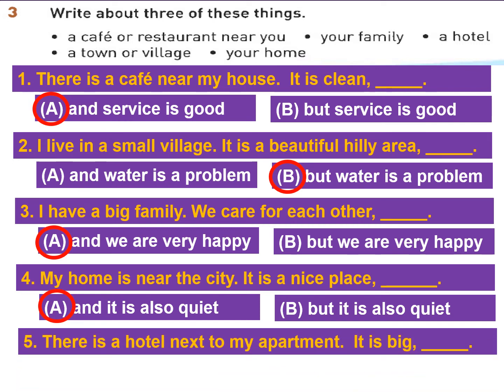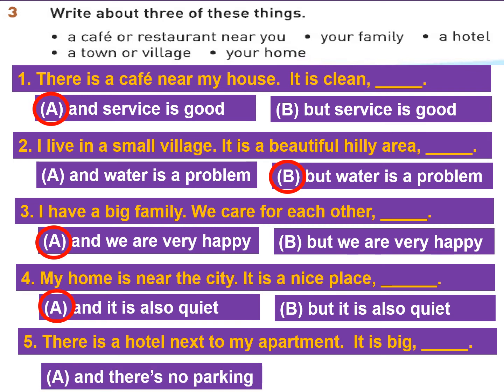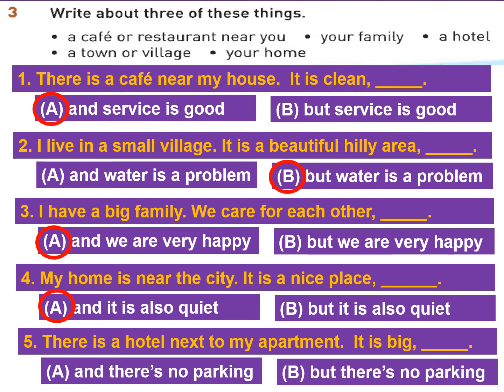Number 5. There is a hotel next to my apartment. It is big. That's a good thing. But there's no parking. So we have one good thing, it is big. There's no parking. A bad thing, we join it with but. There is a hotel near my apartment. It is big, but there's no parking.